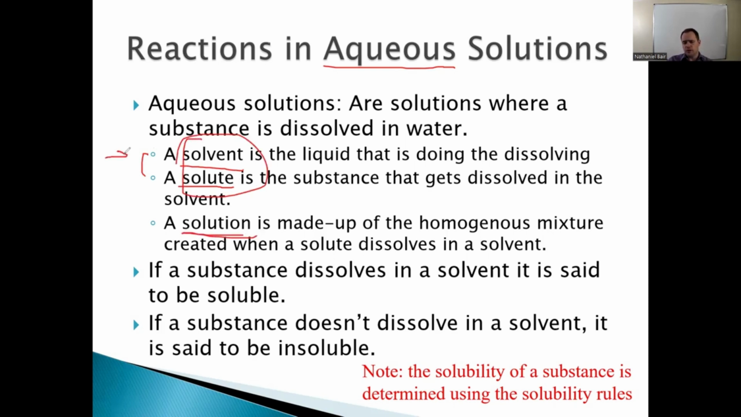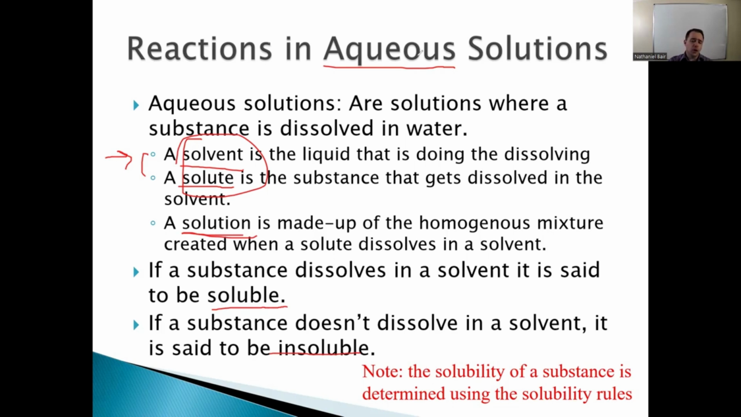In general, the solvent is the bulk of the solution. Usually there's more solvent than thing that's dissolved. That's not always the case, but that is usually the case. If something dissolves, we say it's soluble. And if something does not dissolve in a solvent, we say it is insoluble, so not able to dissolve.